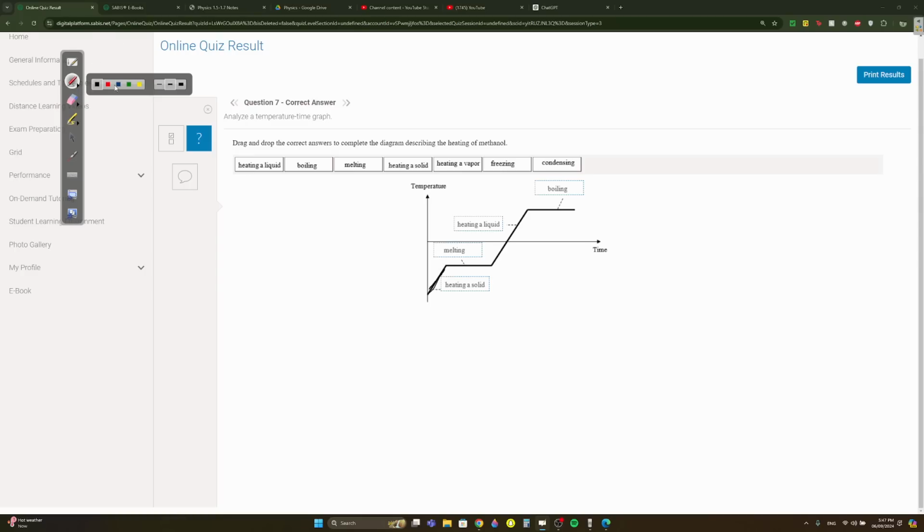I'll change my pen to red. After you heat the solid, what happens to it? It melts. Then what happens after it melts? It becomes liquid. So we're heating the liquid. What happens after it heats the liquid? It boils. I don't know what to say, to be honest. It's pretty easy.